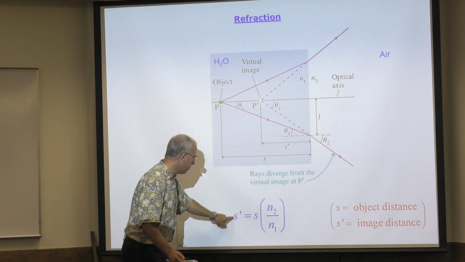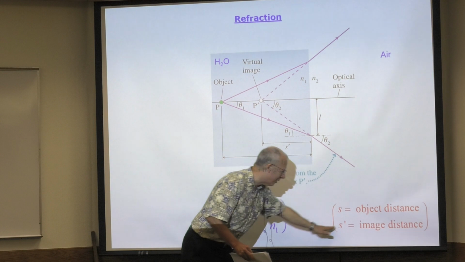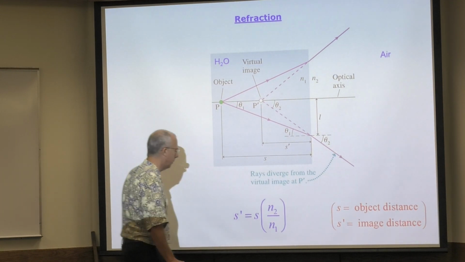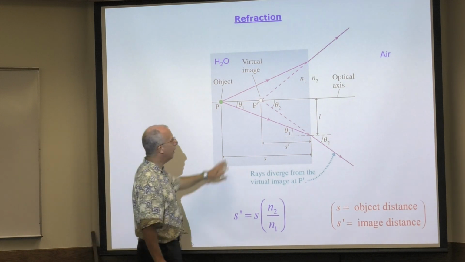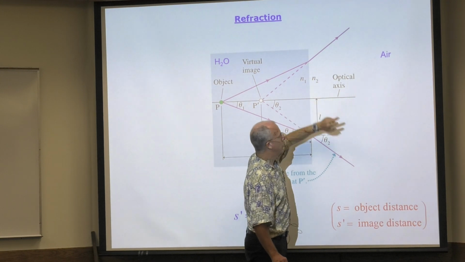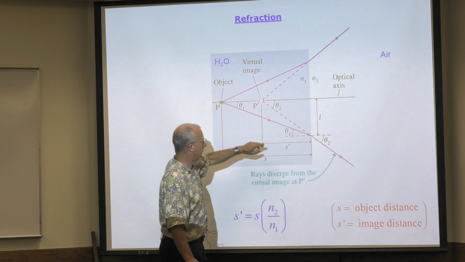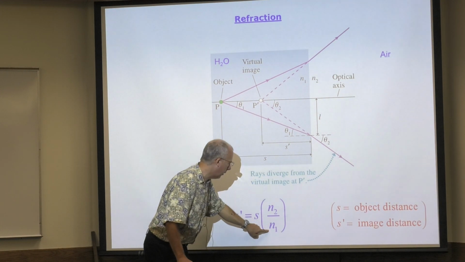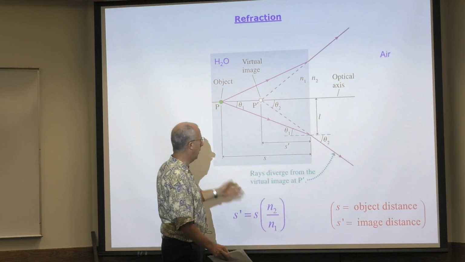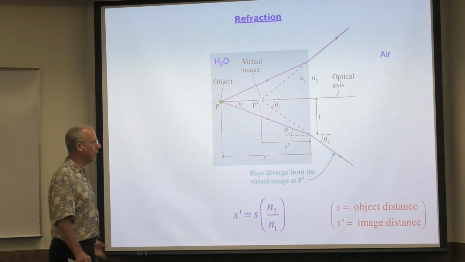All right, so here's a formula. S prime, the image distance, equals S, the object distance, times N2 divided by N1. And here, this is air, so N2 is 1. This is water, so N1 is like 1.33 or something like that. And so this is going to be 1 divided by 1.33. This is less than 1. So S prime is going to be less than S, right? So S prime is less than S. Okay, so there you go.